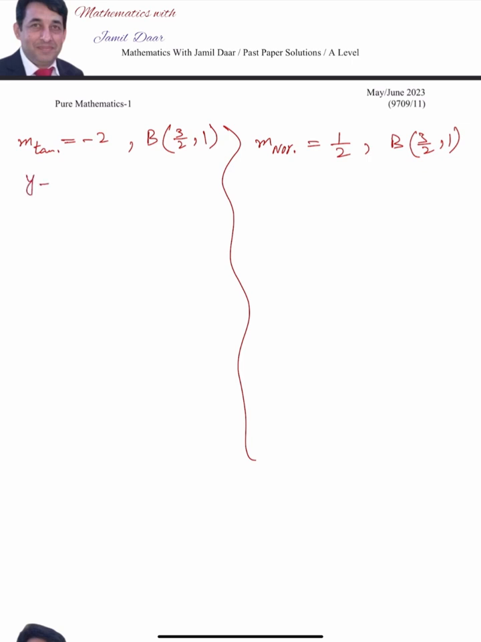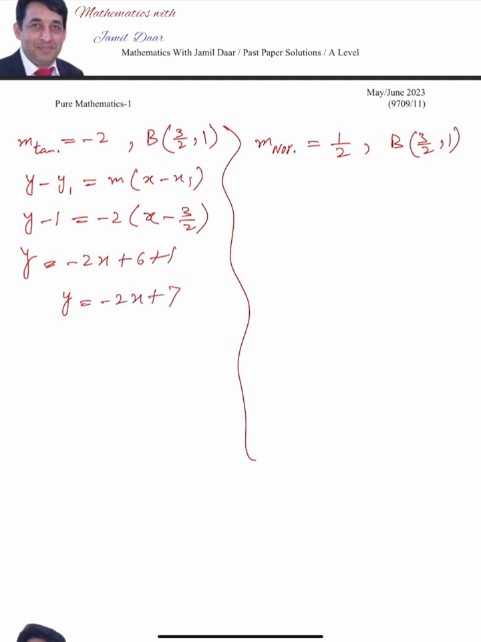Y minus y1 is equal to m into x minus x1. We will use this equation to find out the equation of the straight line, the equation of tangent. So y minus 1 is equal to minus 2 into x minus 3 by 2. So y is equal to minus 2x plus 6 plus 1. Y is equal to minus 2x plus 7. So you got this value of the equation of tangent.